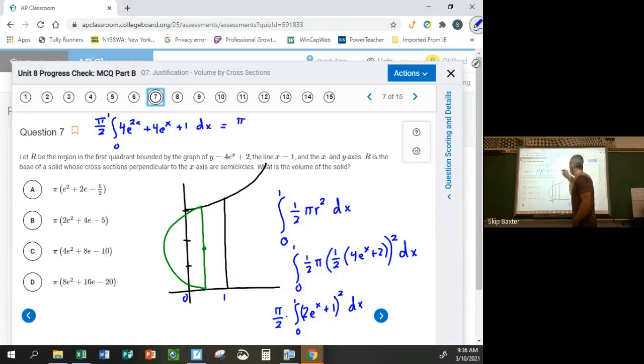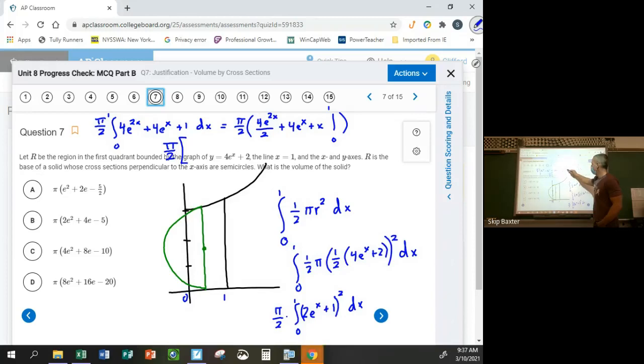So this ends up being pi over 2 times the integral of 4e to the 2x, which is 4e to the 2x divided by 2. The integral of 4e to the x is 4e to the x, and the integral of 1 is x. Evaluate from 0 to 1. Okay? So I have pi over 2 times, if I substitute 1 in, I get 2e squared plus 4e plus 1. And if I substitute 0 in, e to the 0 power is 1, so this ends up being minus 2 plus 4 plus 0.